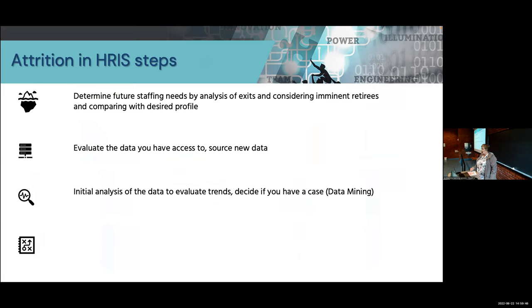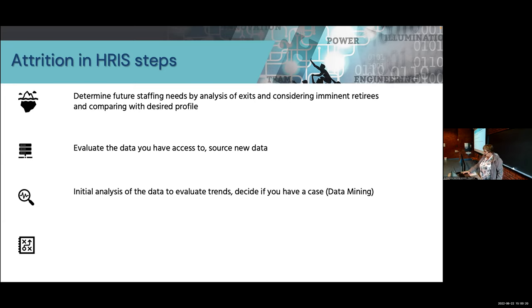Firstly, what is the question that we really need to answer? Here we're saying it's determining the staffing needs by analysis of exits, and considering who are the imminent retirees and people who may leave the department, and what their reasons would be. Are they unhappy? Are they going to resign or retire? What is the reason for their exit?